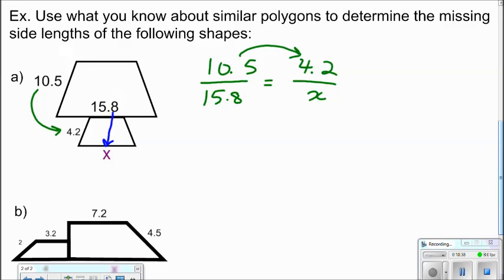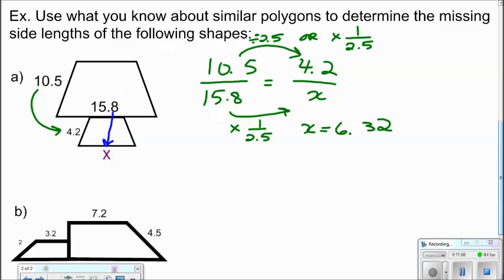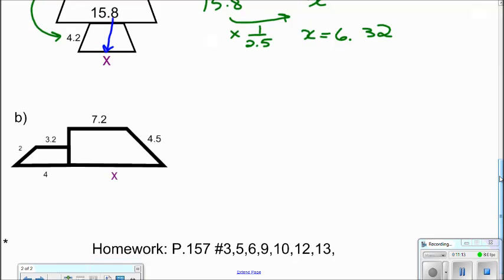The way we can do that is we can go 10.5 divided by 4.2, and it tells us what happens. And so we will need to go 10.5 divided by 2.5, or times 1 over 2.5, to figure out the smaller lengths. We're going to do the exact same thing on the bottom to keep these equivalent fractions. So then 15.8 will be divided by 2.5, or multiplied by 1 over 2.5, and we get a new length of 6.32. So that missing length is 6.32.